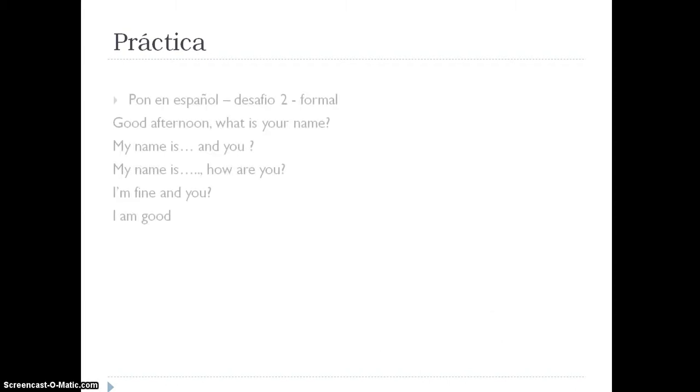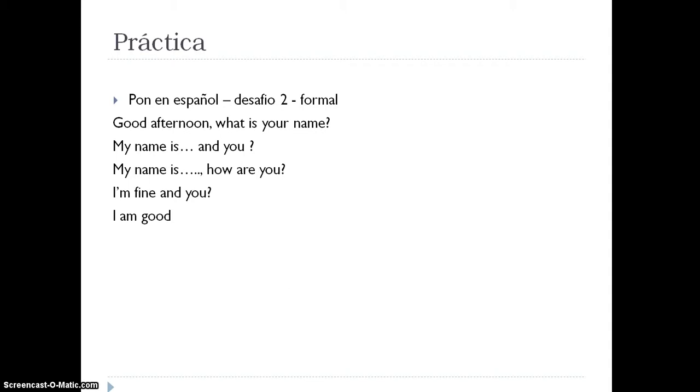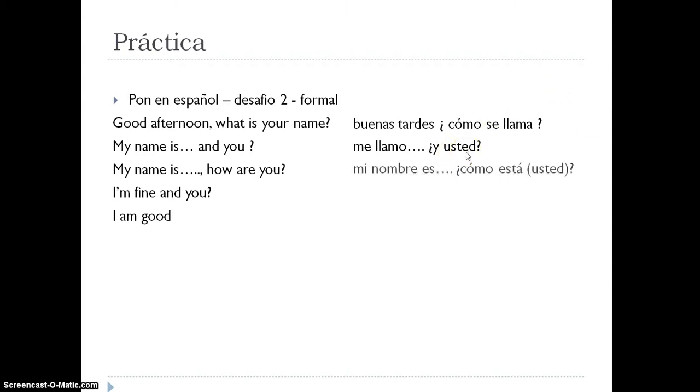Challenge two, desafío dos. Slightly shorter, but this time we're going to be formal. So pause it now, have a go, and then we'll go over it. Okay, so, buenas tardes, remember buenas, because this is feminine. ¿Cómo se llama? What's your name? And this time we're being formal, so not ¿cómo te llamas? But ¿cómo se llama? Me llamo, which is very easy. And you, this time we're using usted, y usted. My name is, again I put mi nombre es, but you could have put me llamo. And ¿cómo está? How are you? You could add the usted at the end. ¿Cómo está usted? And then easy, estoy bien. Instead of y tú, we've got usted.